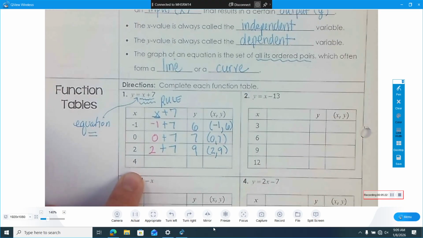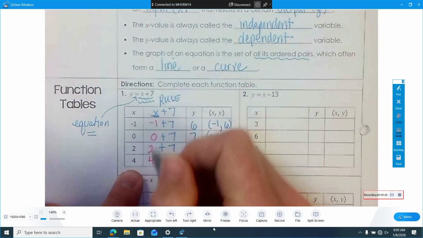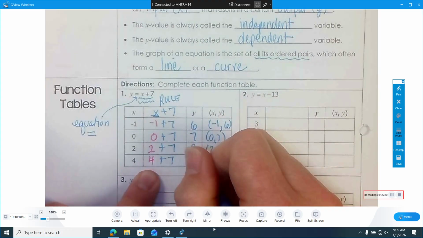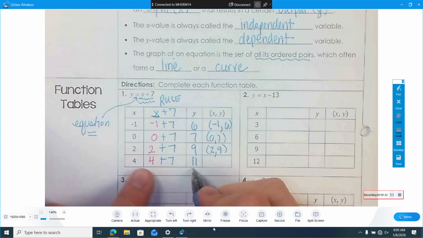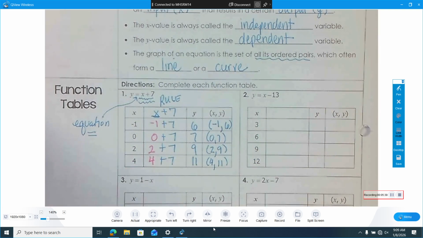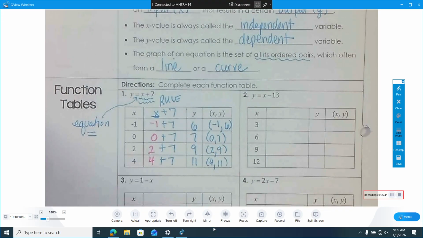All right. And then we're going to plug in a 4, and it tells me to add the 7. And what is 4 plus 7? 11, and that's our y variable, so we can make our ordered pair, which is 4, 11. Okay. So all we're doing is replacing our x. Is that pretty easy? It's pretty easy, huh?